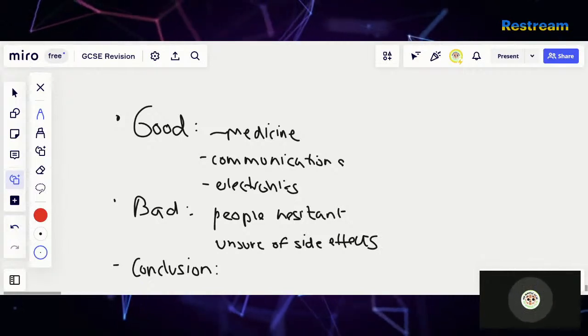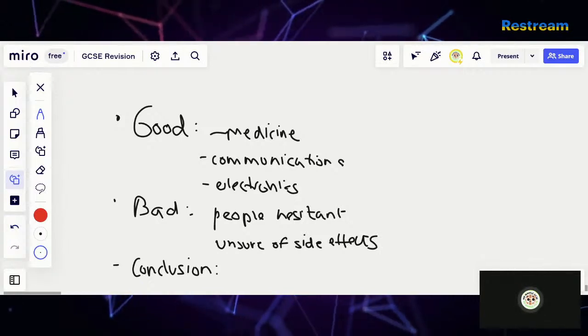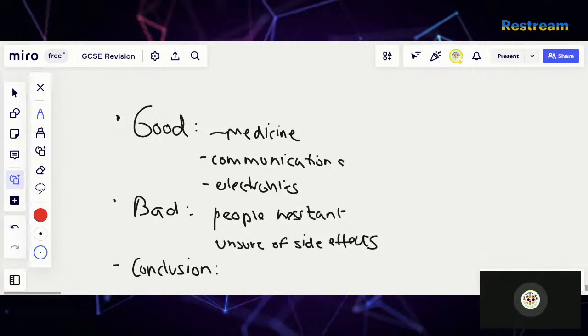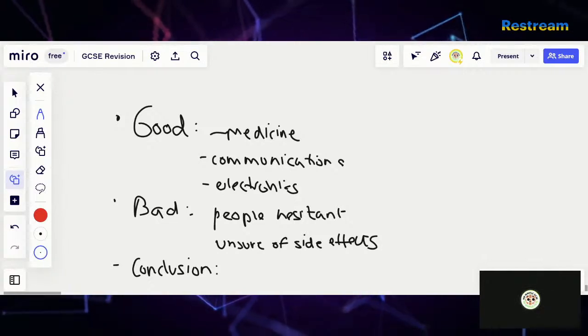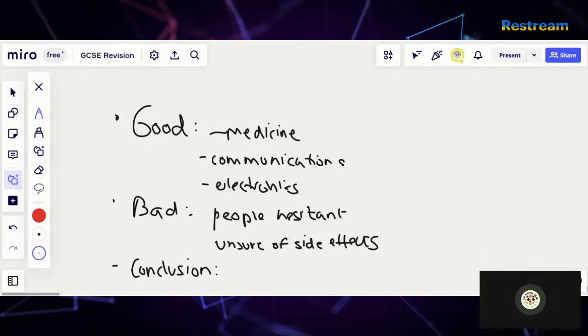And then you can give your opinion right at the end and say, I think that the nanotechnology is good or bad because. Now, the next question is linked to this.